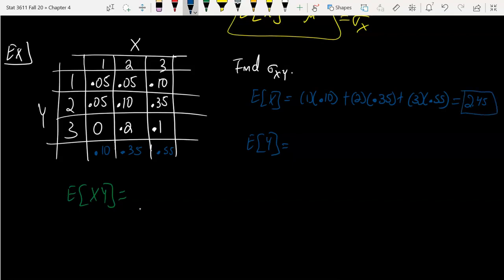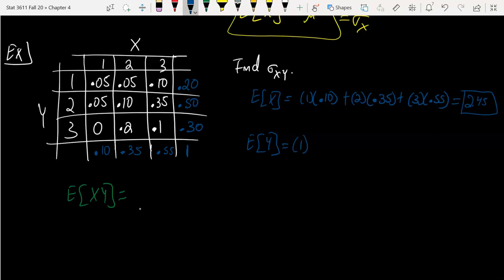Expected value of y, same thing. Let's get the marginal distribution from the table by summing across the rows. 0.05, 0.05, and 0.1. That is 0.20. Second row, adding that together, that should be 0.50, and then 0 plus 0.2 plus 0.1 is 0.30. As always, a quick check: when you sum up your marginals, the final row or final column, those should total to 1, and indeed they do in both of these cases. Just a quick check to make sure we didn't make an arithmetic mistake.